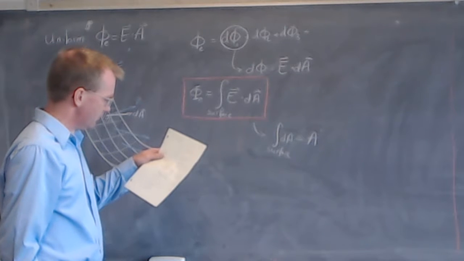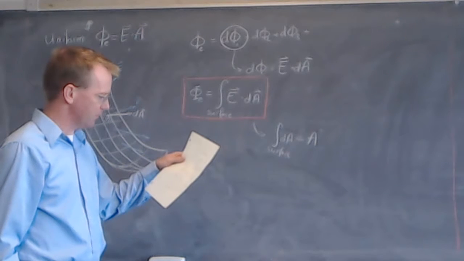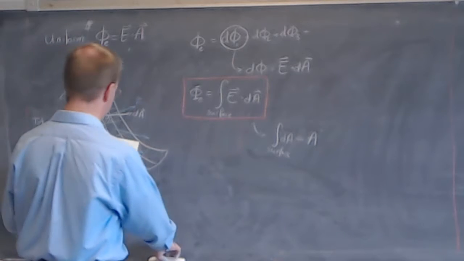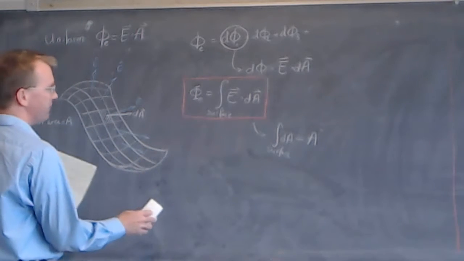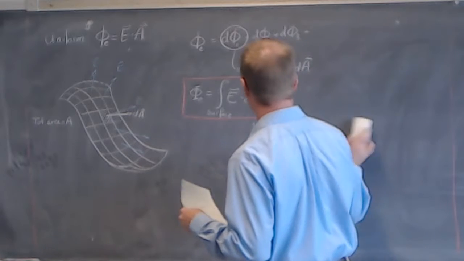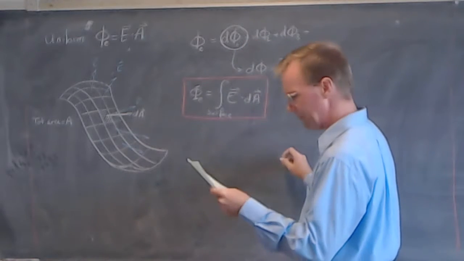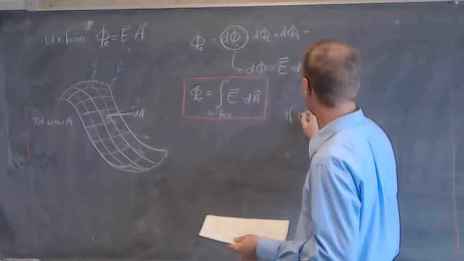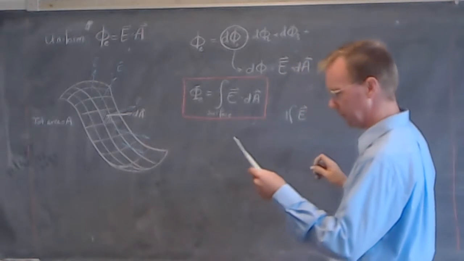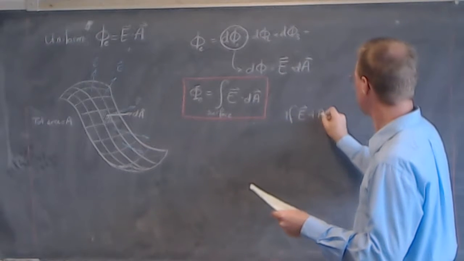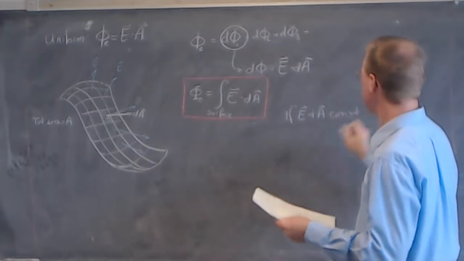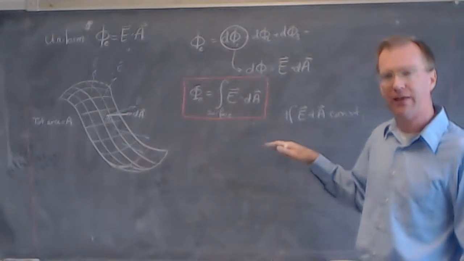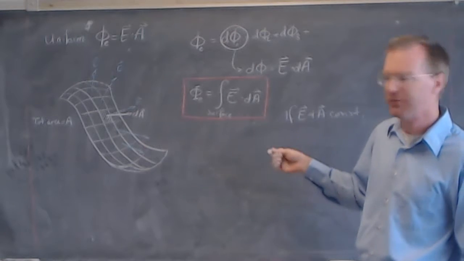Let me cover two simple cases of doing a surface integral. If you happen to have E and A both constant. Now, if E is constant, that means it's a uniform electric field. If A is constant, it means it's a flat surface. The normal vector is the same everywhere.